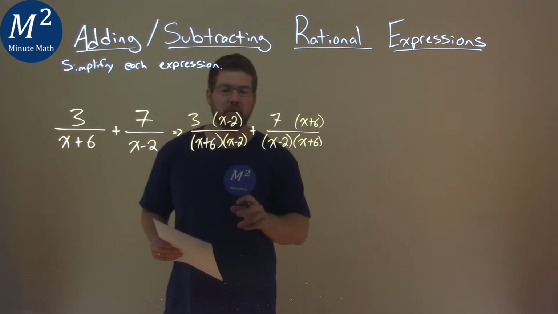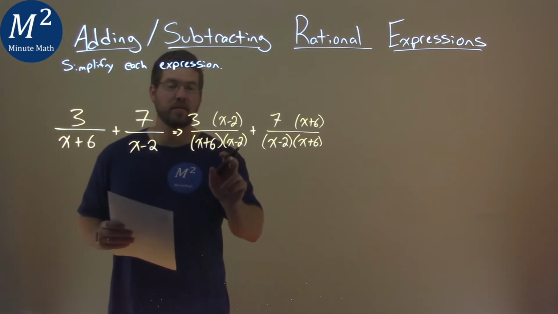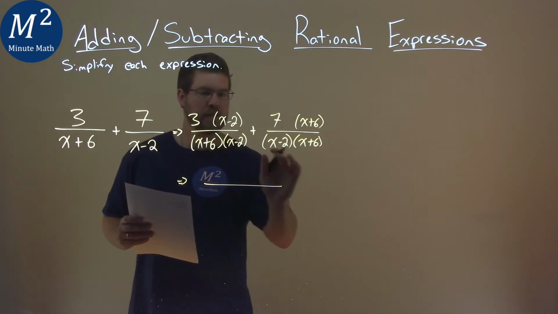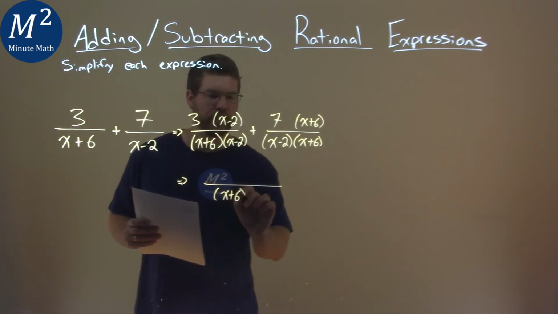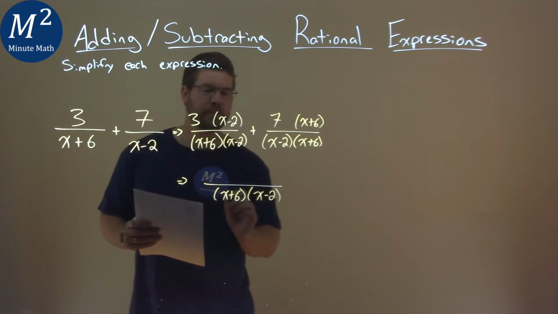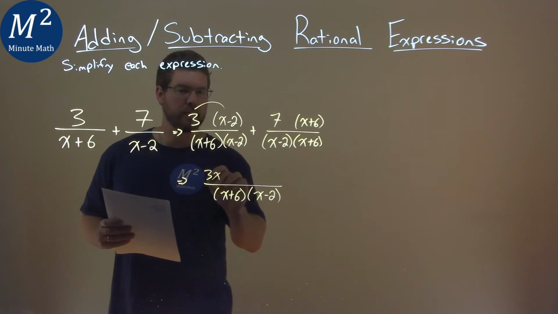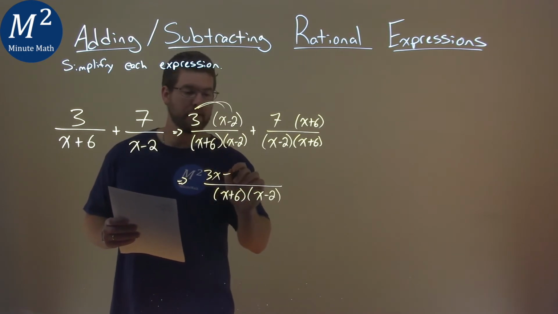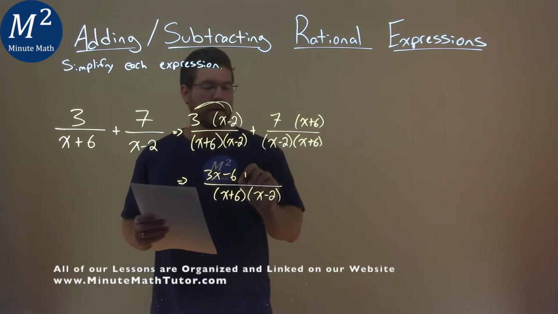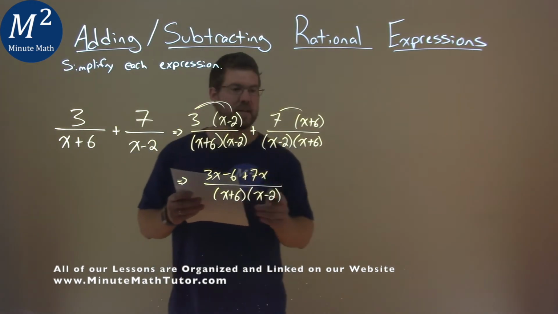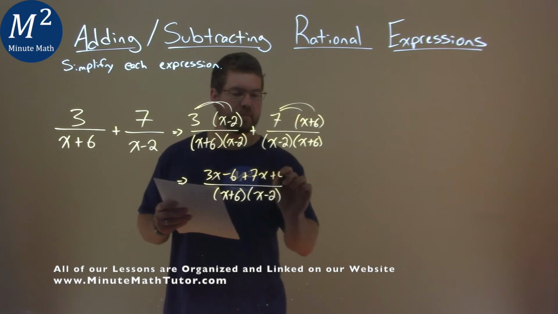What this now allows me to do is we have the same base, so we can add these fractions. So we make one big fraction now, x plus 6 times x minus 2. And now let's go distribute the numerator. 3 times x is 3x. 3 times minus 2 is minus 6. Now we add the 7. 7 times x is 7x here. And 7 times 6 is 42.